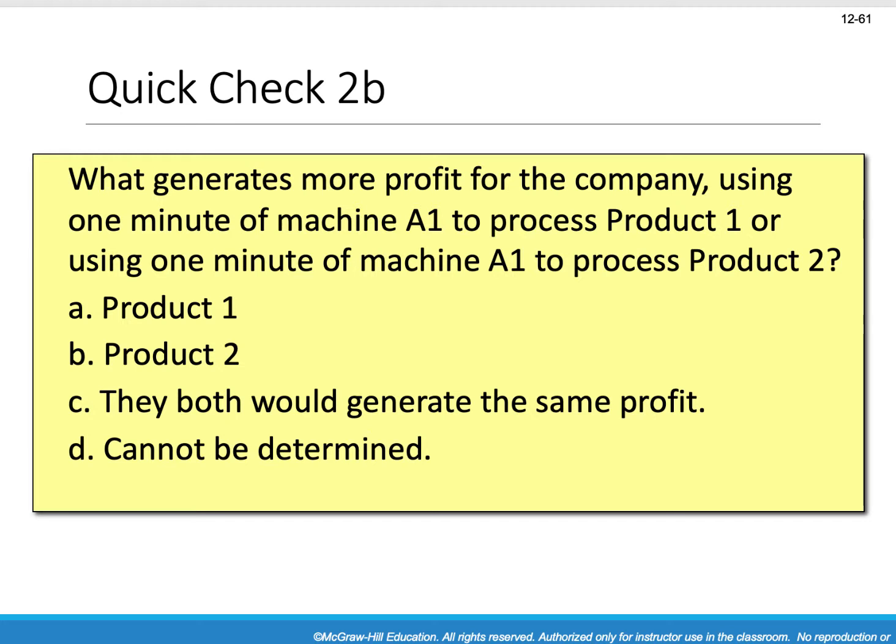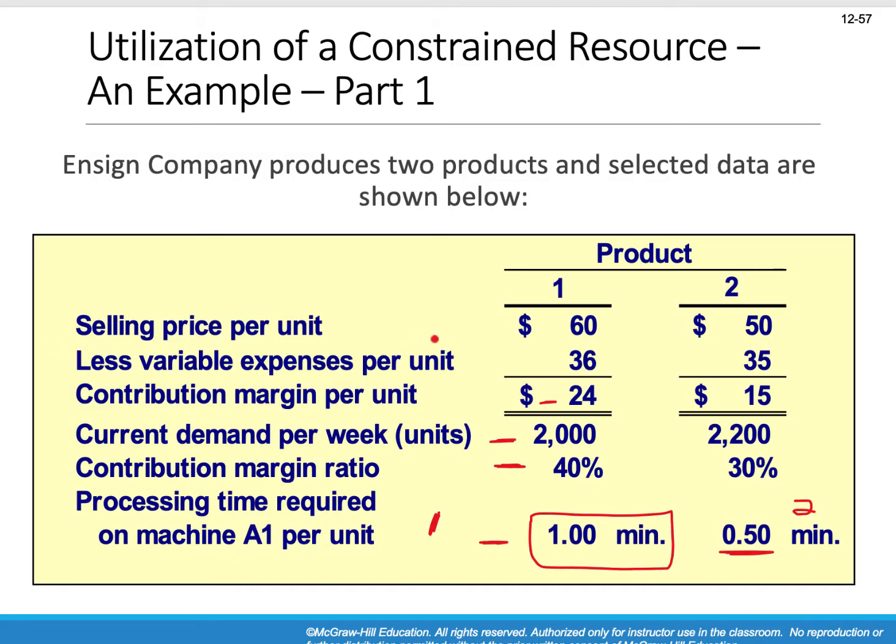Okay, so let's think about it this way. Here we're going to focus in on that contribution margin. Remember, I said way back when, contribution margin is a big number. It's really important for us because we use that. So if I make product 1 and I have a minute, how much contribution margin am I getting? $24.